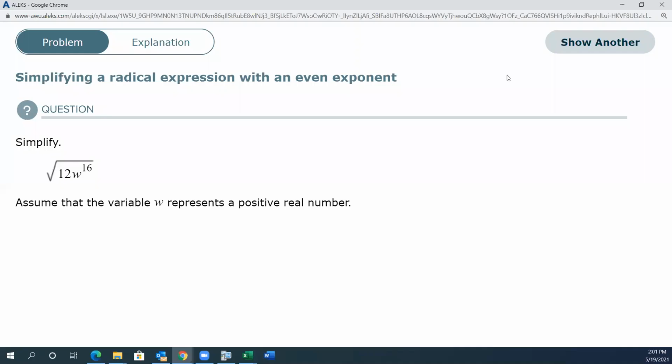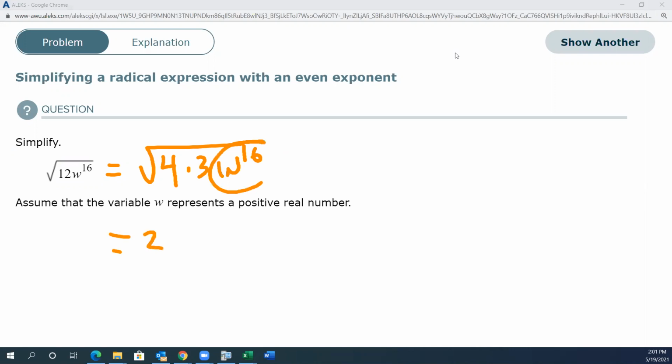Now we do that again, but with variables. So is there a perfect square that divides into 12? Why, yes, 4 divides in. I know the square root of 4. Okay. And we've already learned, oh yeah, so I'll go down. So the square root of 4 is 2.